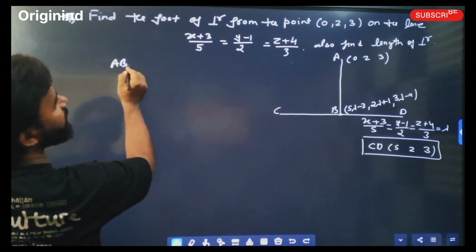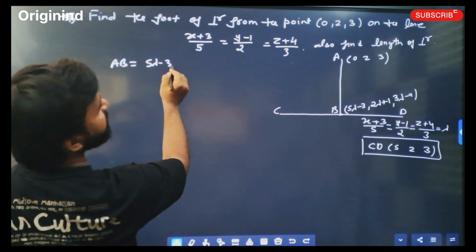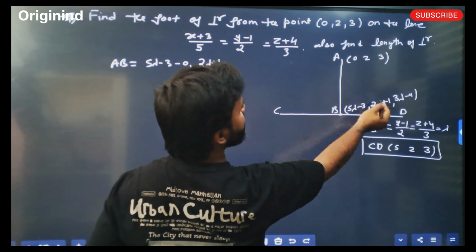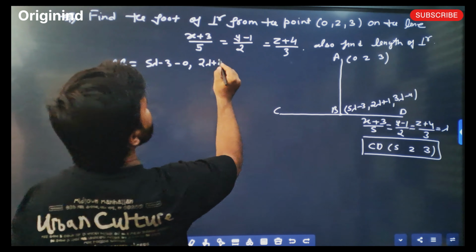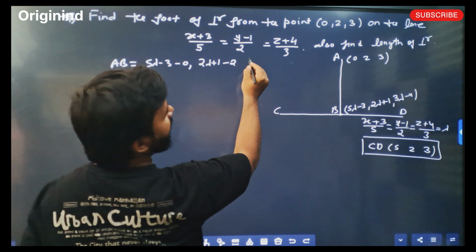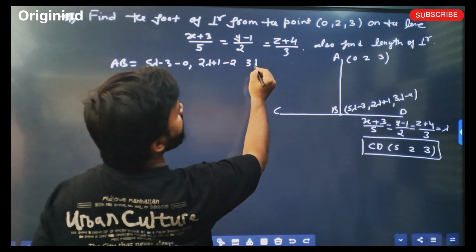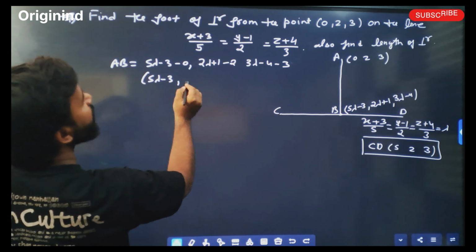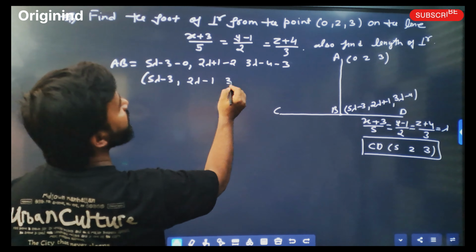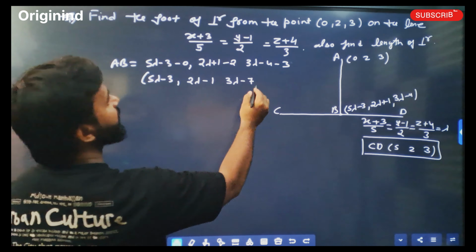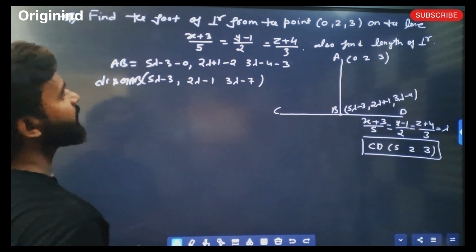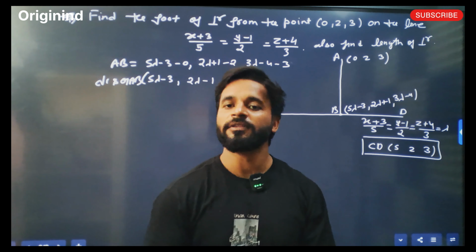So the direction ratios of AB are 5 lambda minus 3 minus 0, 2 lambda plus 1 minus 2, and 3 lambda minus 4 minus 3. So this is 5 lambda minus 3, 2 lambda minus 1, and 3 lambda minus 7. This is the direction ratios of AB. And now we will find the value of lambda.